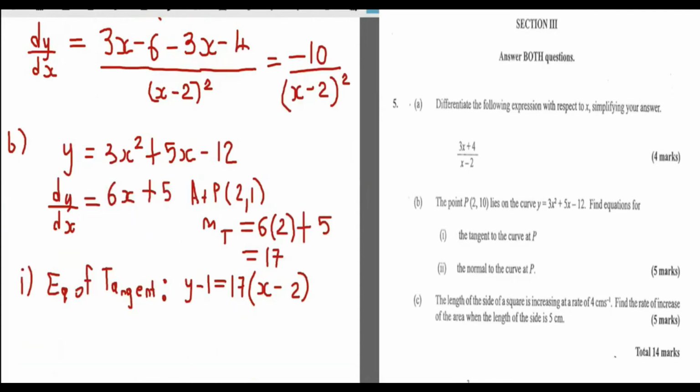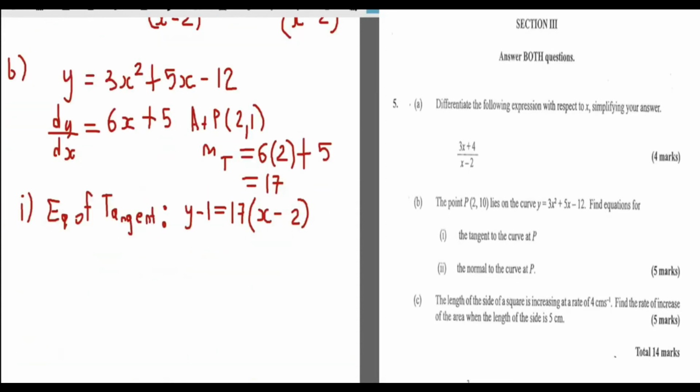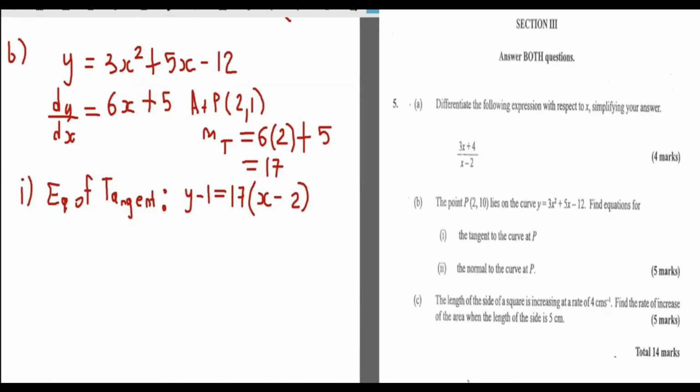Now next we want to find the equation of the normal, which is fairly simple. First we need the gradient of the normal. The gradient of the normal is equal to minus 1 over the gradient of the tangent. And so the gradient of the normal is negative 1 over 17. If that's the gradient of the normal, we can go ahead and write down the equation of the normal.